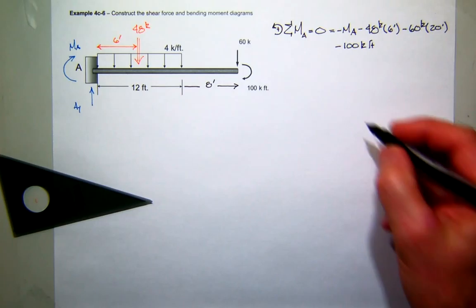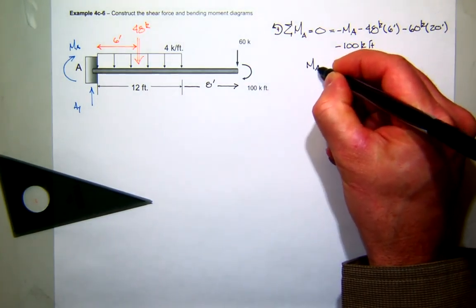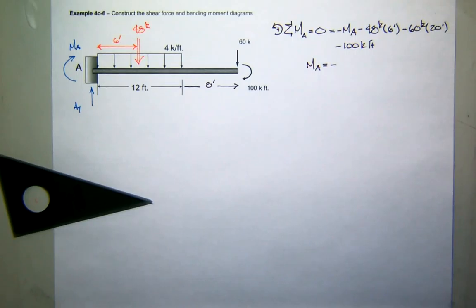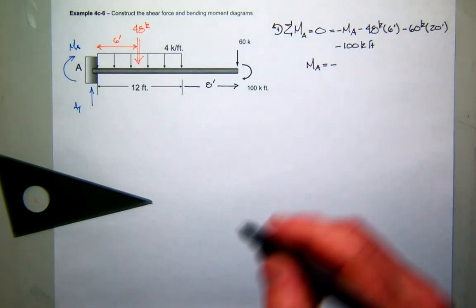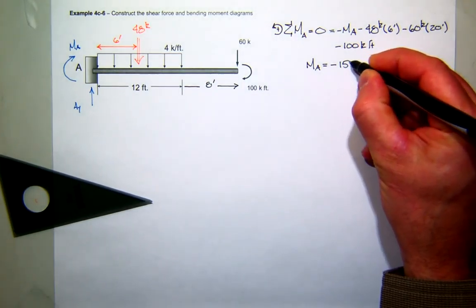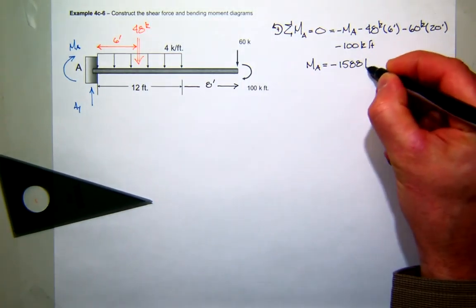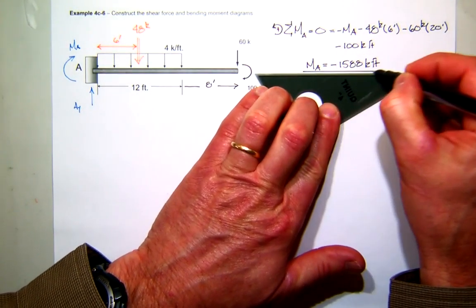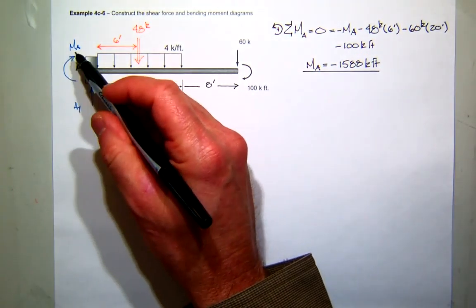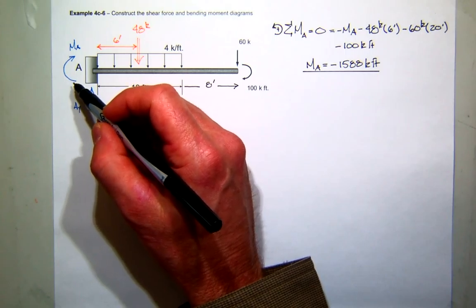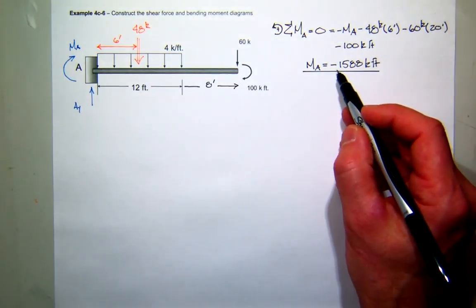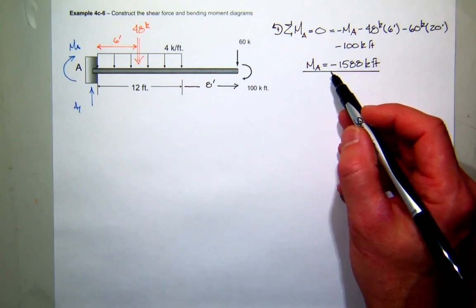So all of our units are the same, so we should be able to solve for the moment at A. It looks negative. You guys are going to have to help me with that. It's going to be a pretty big number. 1588? Anybody else get that? Great. Now you'll notice that I assumed this to be a positive bending moment because I knew I was going to draw a bending moment diagram, but we can see that the value is going to be a negative bending moment.